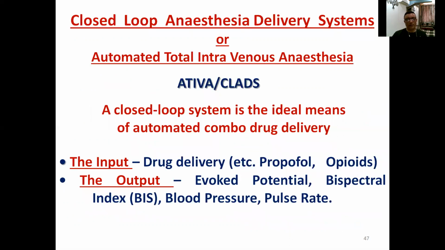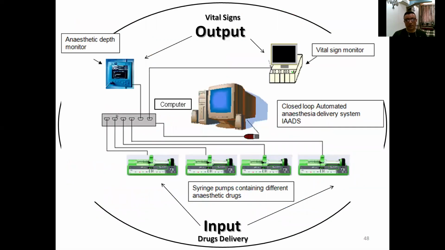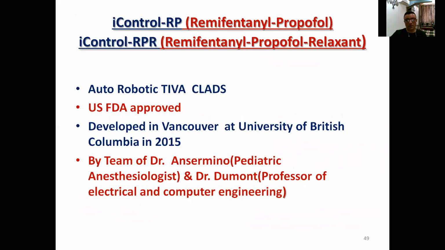And lastly, people have also used closed loop anesthesia delivery systems. Here the input is drug delivery, multiple drugs in a combination, that is propofol or opioids or ketamine, whatever it may be. And the output is some of the monitors like evoked potentials, bispectral index or blood pressure or pulse rate. Through the vital signs the computer will decide which drugs to be given in the right dose, at the right time, to the right patient and in the right place.